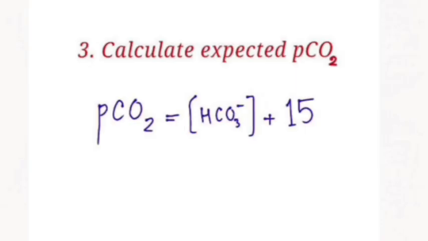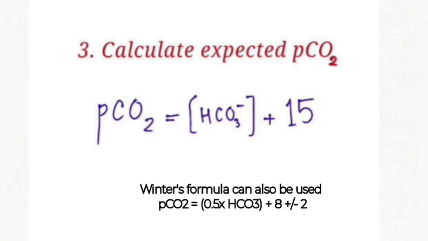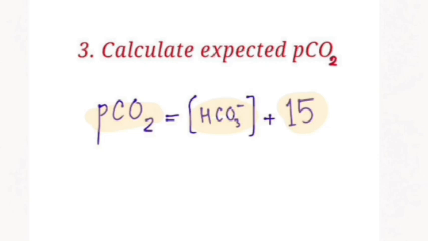So in cases of metabolic abnormalities, you have to calculate the expected PCO2. The formula for expected PCO2 is PCO2 is equal to HCO3 plus 15. Now the first important thing to be noted is, in a question you are not supposed to look at the PCO2 unless and until you have calculated the expected PCO2. You are supposed to calculate the expected PCO2, find the value, and only then compare it with the observed PCO2.